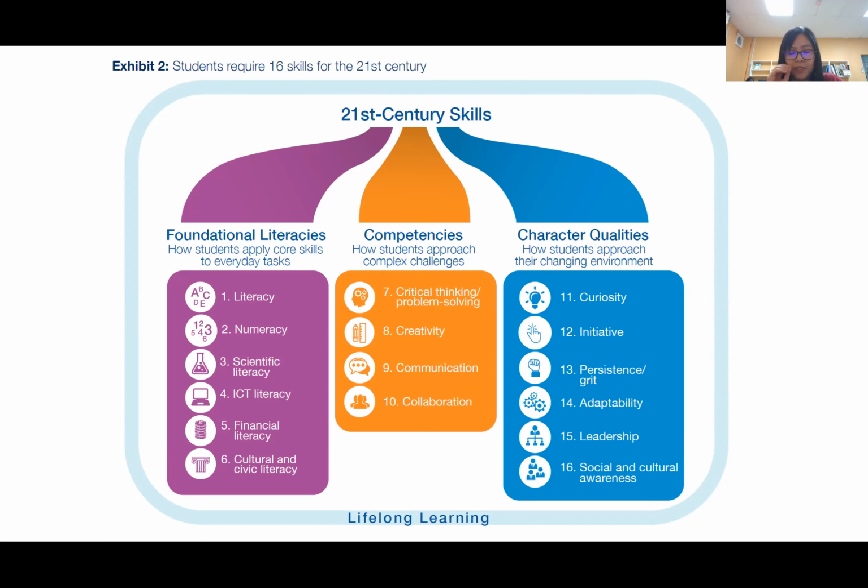And please take 1 or 2 seconds to think, where are you sitting in this 21st century skill set, and how much do you master those skills in these 3 purple, orange, and blue columns here. Just take 1 or 2 seconds to think about yourself.